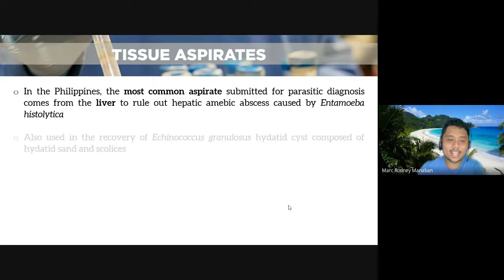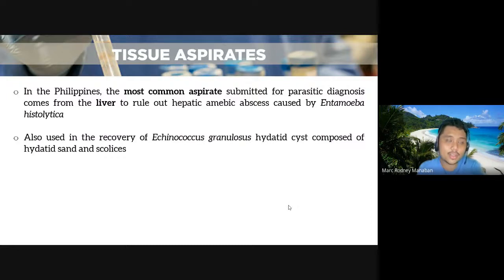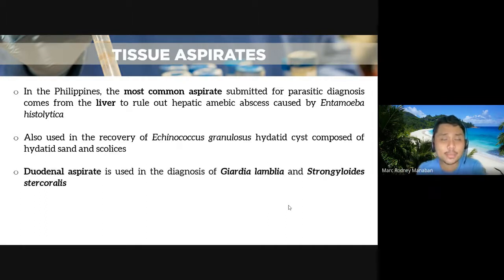Okay? All right. Now, also, we can use it for the recovery of Echinococcus granulosus. Again, when you go to Echinococcus, hydatid cysts of Echinococcus granulosus can spread to a lot of organs in the body. So with an aspirate, we can see the contents of the hydatid cysts. Okay? All right. Now, another aspirate is your duodenal aspirate, which is usually used to recover Giardia and Strongyloides.